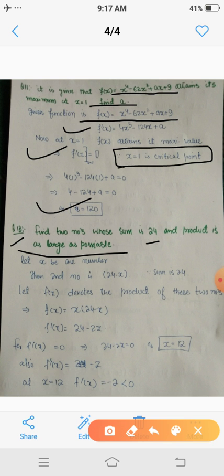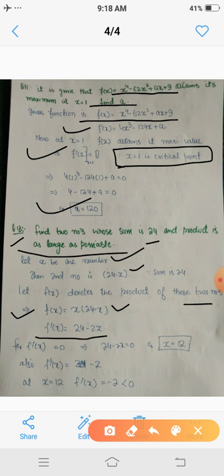Now let x be one number, which implies that second number is 24 minus x, because sum is 24. Let f of x denote the product of these two numbers, that is f of x equals to x into 24 minus x. Now its derivative is f dash of x equals to 24 minus 2x. Now it is given that the product is as large as possible. This means that we have to find the maximum value of this f of x, because f of x denotes the product of these two numbers.